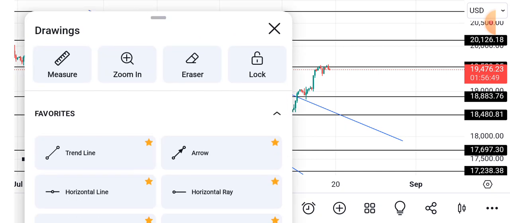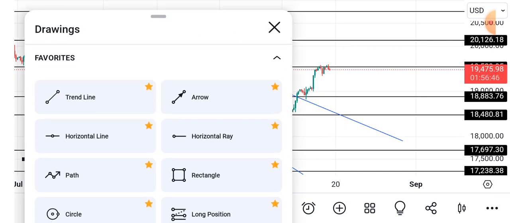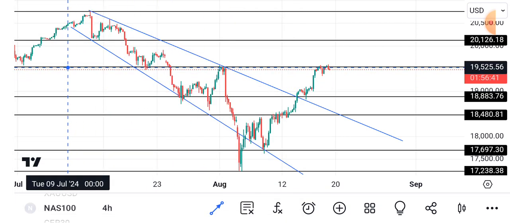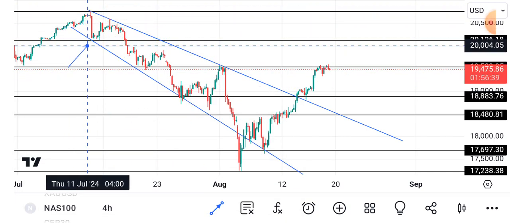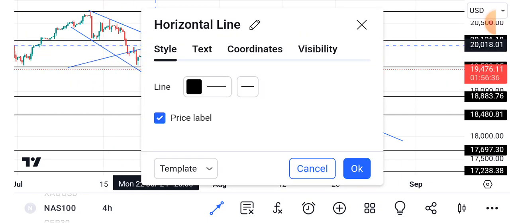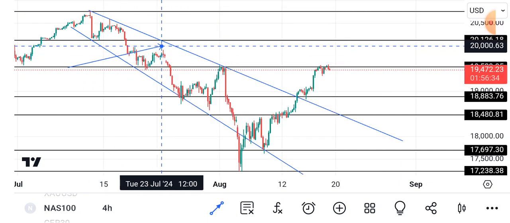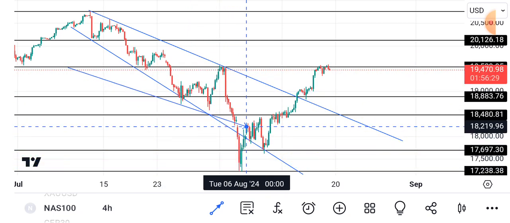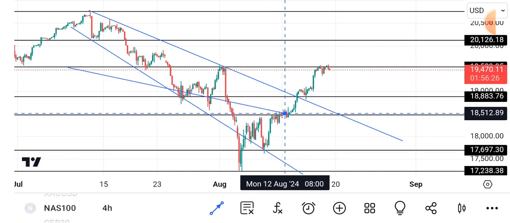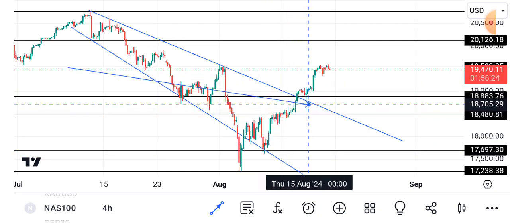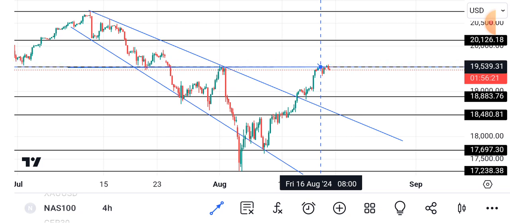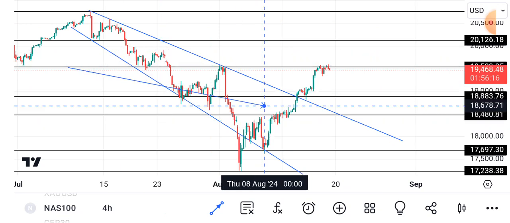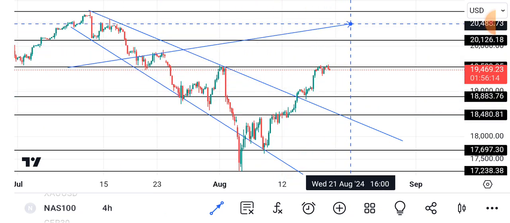So we can see that the market was ranging on this channel. It was ranging up, down, up, down, up, down, up, down, and then it created a fake breakout and went back in the channel, and then it broke out, retested, and then it bought.